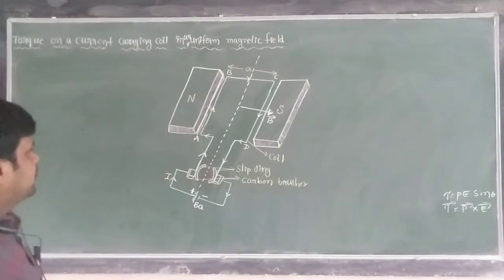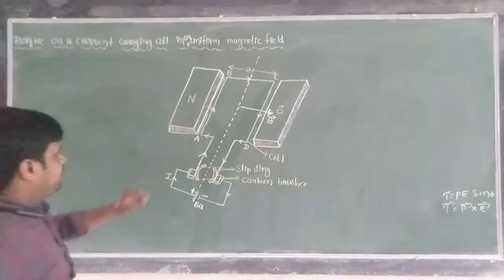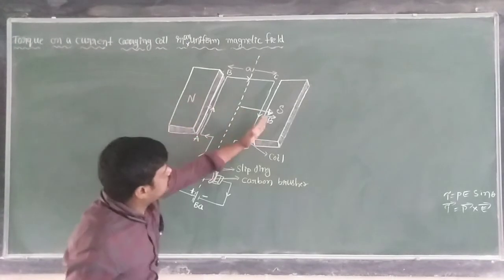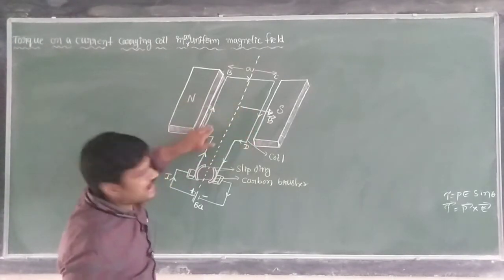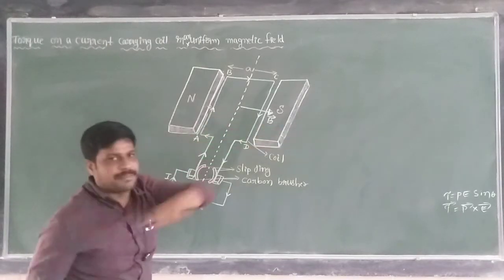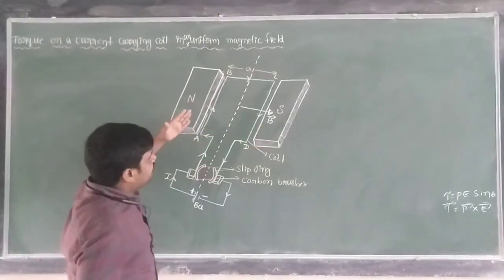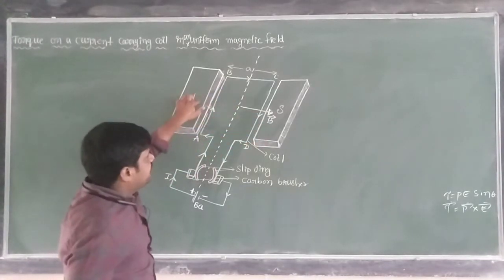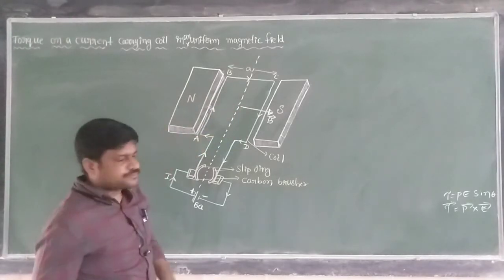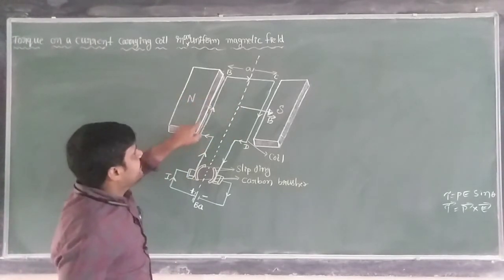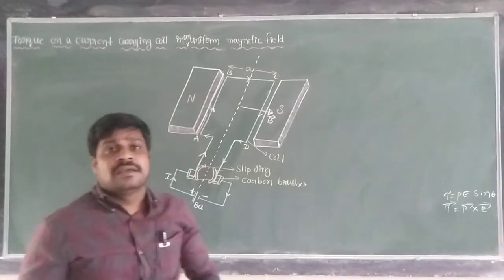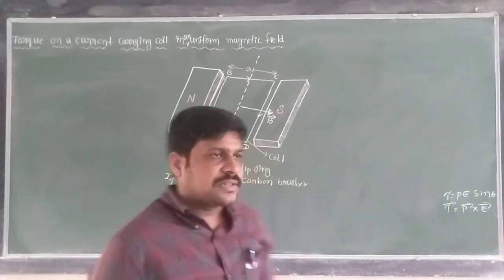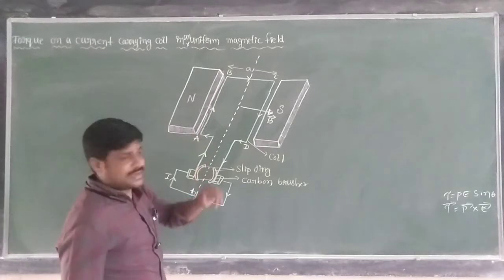Very first point, when you are going to study this: in between these two poles, in this complete area, magnetic field is there. The direction of the magnetic field is like this. In between north and south poles, magnetic field is there. If you place a current carrying conductor in a magnetic field, then that current carrying conductor experiences a force.